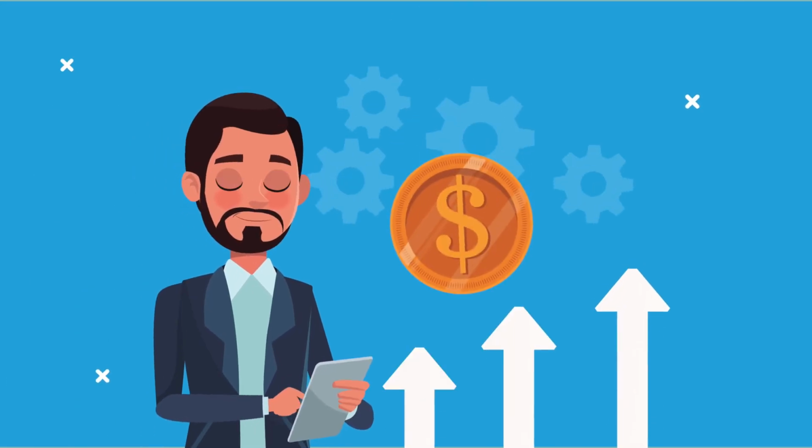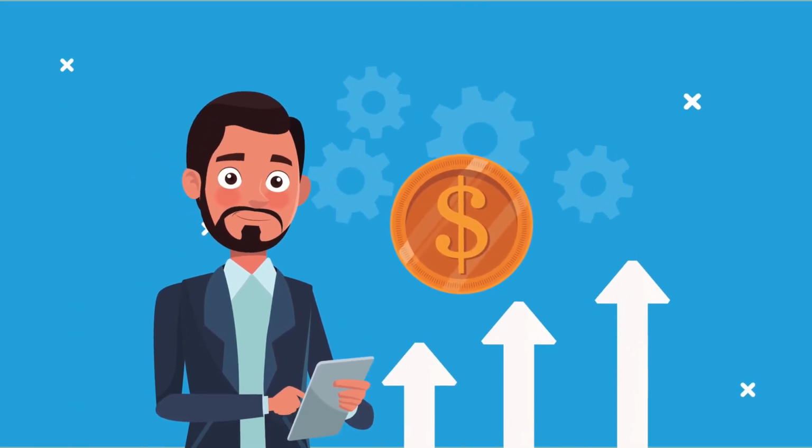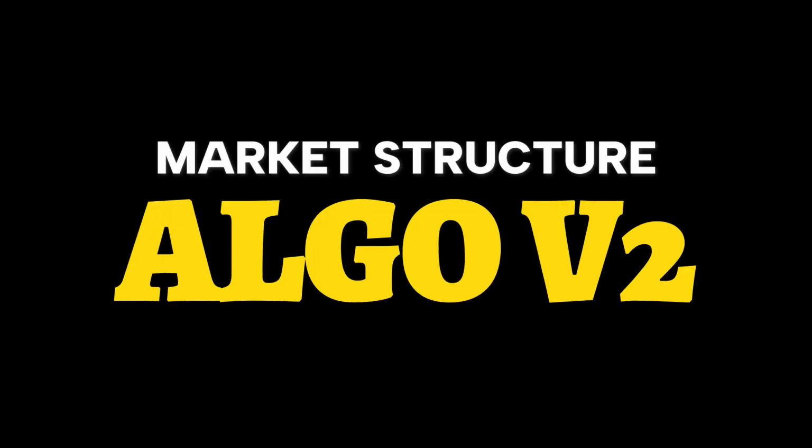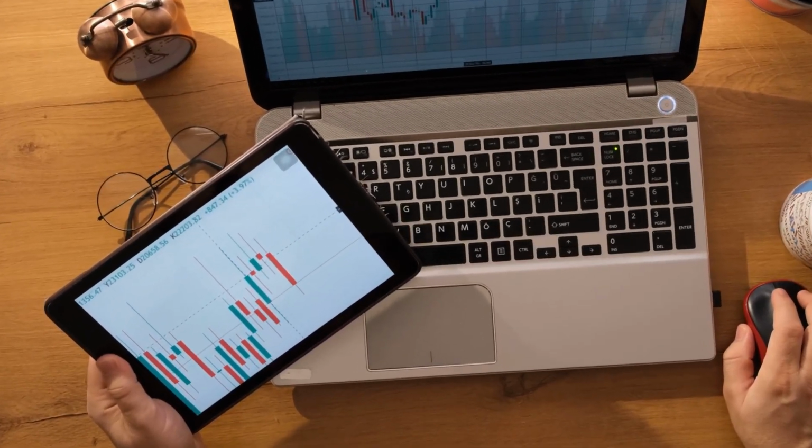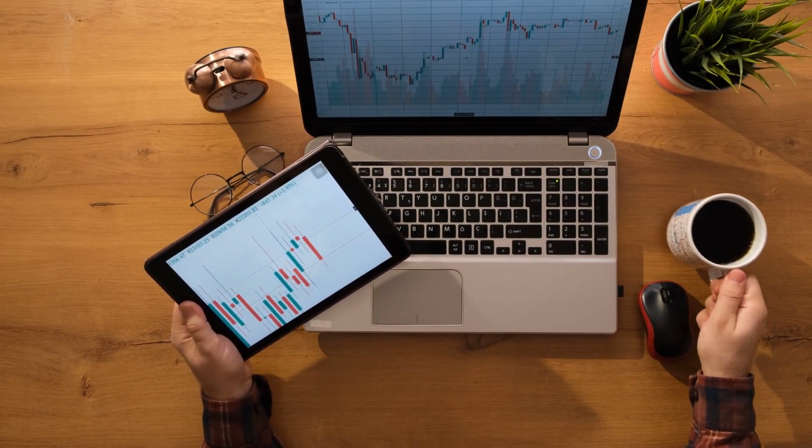We're going straight to the source, looking at what's about to happen. We're talking about the market structure algo V2. Yeah, it sounds like something out of a science fiction movie, but trust me, this is where the magic happens. Think of this tool as your personal market radar.